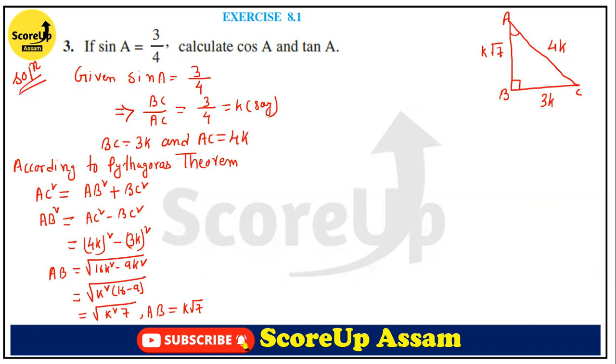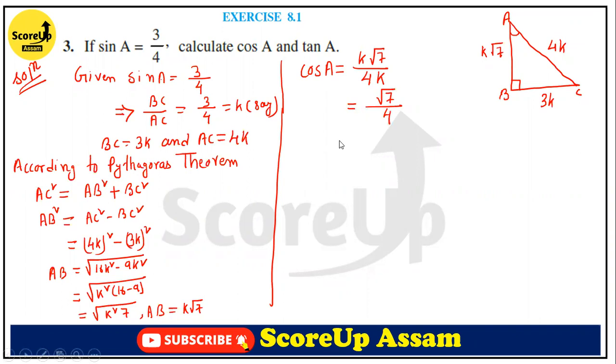Now we have to find the value of cos A and tan A. So we will just put this value. Cos A means what? Base by hypotenuse. What is our base? Base is K root over 7. Hypotenuse is 4K. So ultimately cos A means root over 7 by 4.